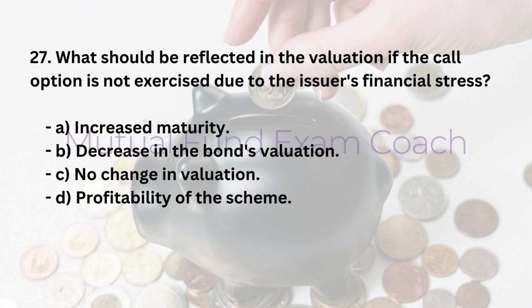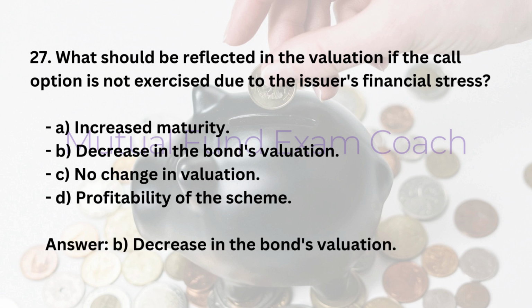27. What should be reflected in the valuation if the call option is not exercised due to the issuer's financial stress? A. Increased maturity. B. Decrease in the bond's valuation. C. No change in valuation. D. Profitability of the scheme. Answer: B. Decrease in the bond's valuation.